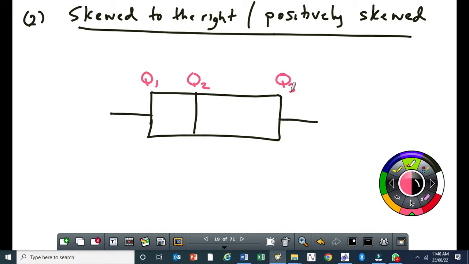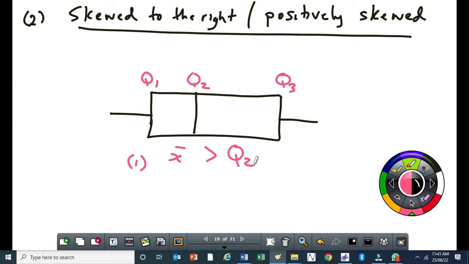If the data set is skewed to the right or positively skewed, it means the difference between the mean and the median will be positive. So X bar minus, or rather, let me just use inequalities. X bar will be greater than Q2. The mean will be greater than the median if the data set is positively skewed.